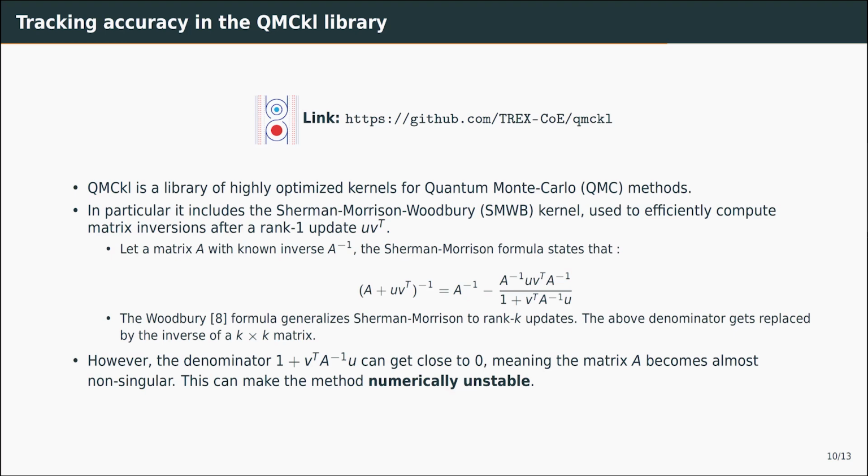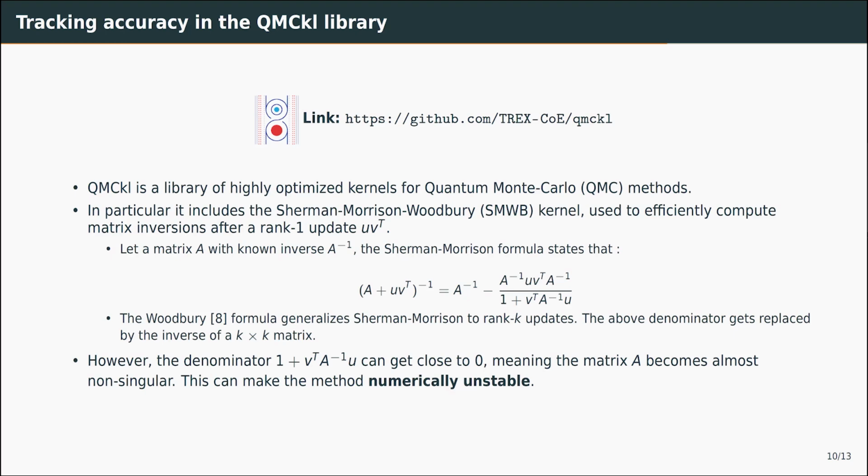So there is one issue with this formula, which is that the denominator term, the 1 plus v transpose, etc., can get close to 0. So this happens when the updated matrix is close to being singular. And this is an issue because in that case, the method is going to become numerically unstable.